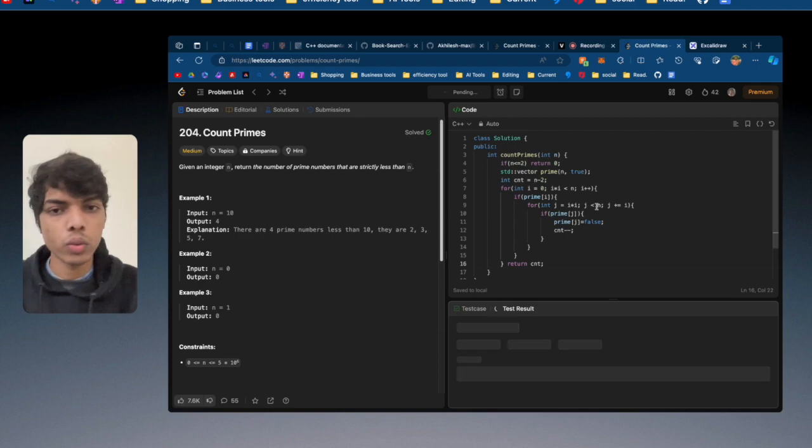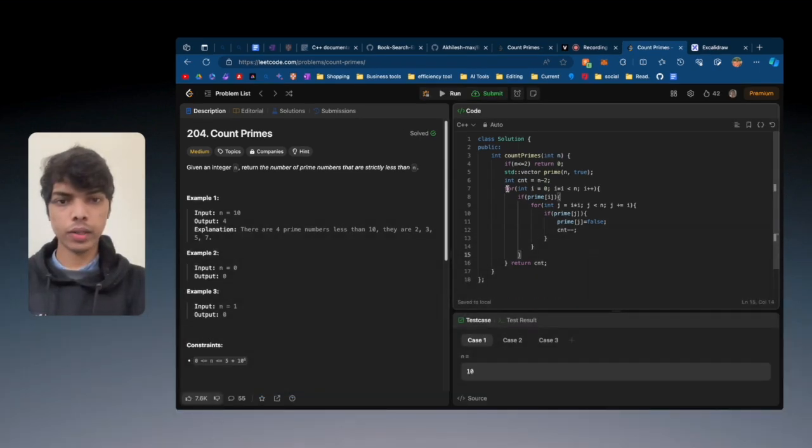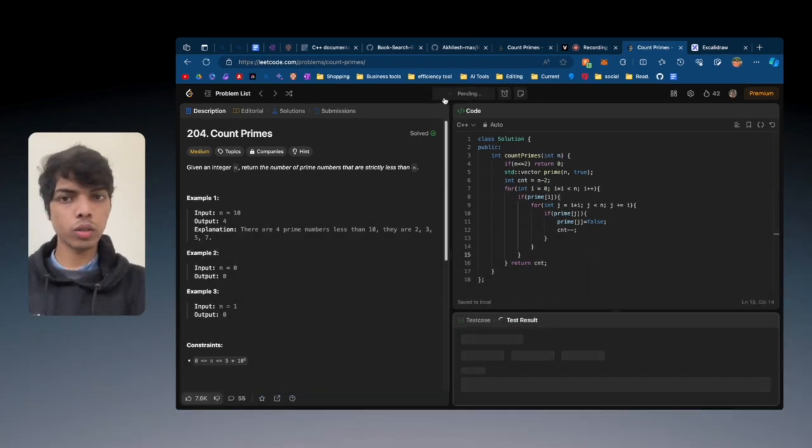So this is something which you have to do. Now let us run our program. We are done with it. I think it should be able to solve our problem.